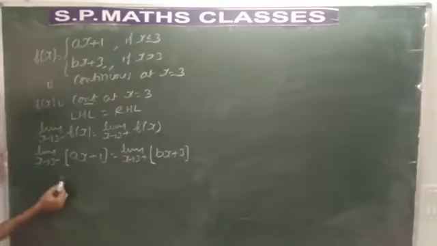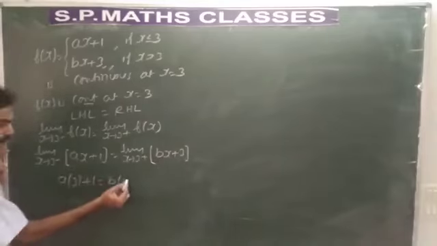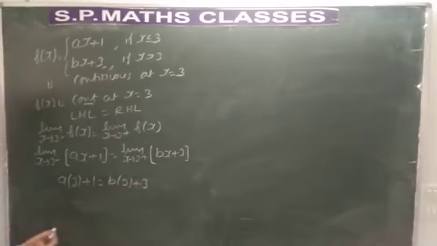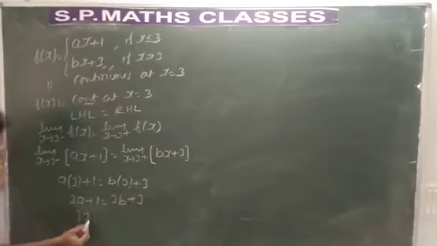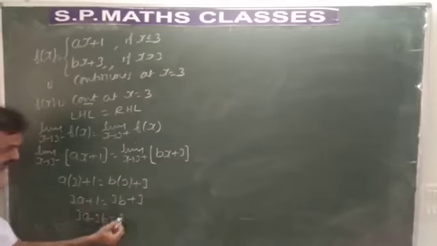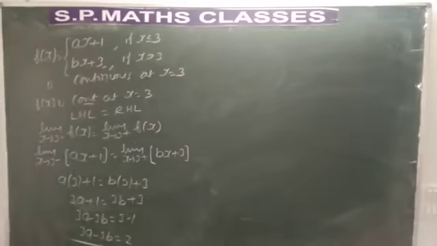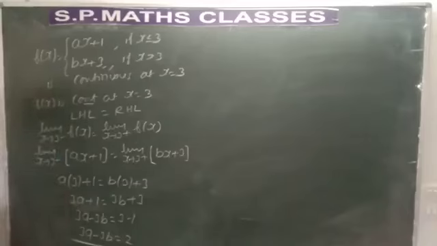Apply the limits now. A into 3 plus 1, b into 3 plus 3. We will be getting 3a plus 1 is equal to 3b plus 3. I write it as 3a minus 3b is equal to 3 minus 1. 3a minus 3b is equal to 2. This is the relationship between a and b, so that the given function is said to be continuous.